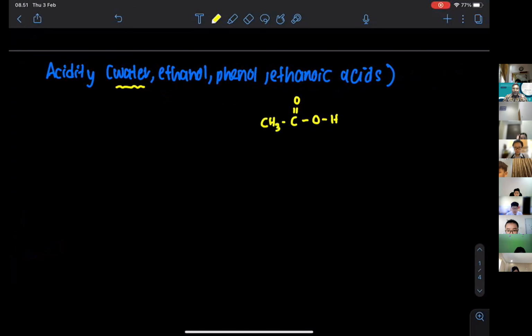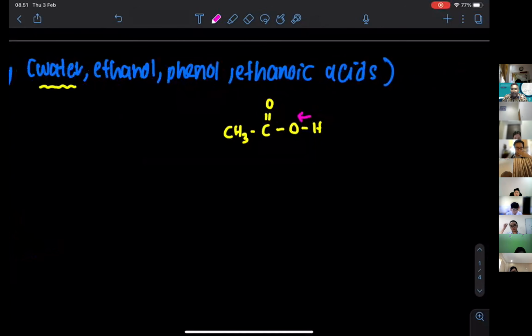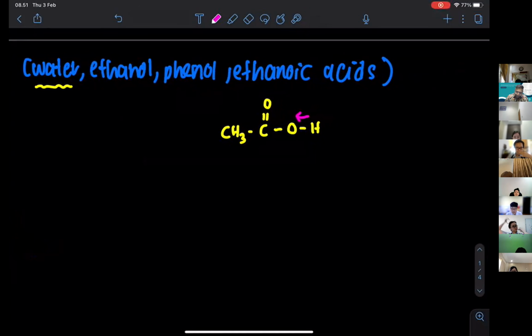If you look at this, oxygen is going to be an electron withdrawing group. So the electrons will be withdrawn towards the oxygen over here, and the electrons are also going to be withdrawn to the oxygen over here. So what happens is the electrons are going to become delocalized, where you are going to get C double bond O, CH3, and then O minus. The electrons become delocalized over here, so this ion is going to be more stable.